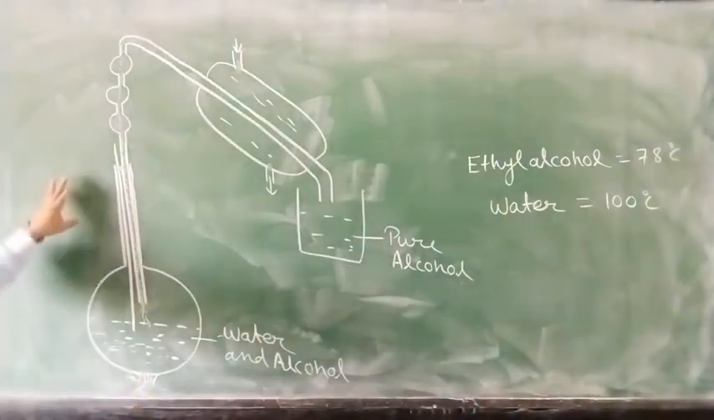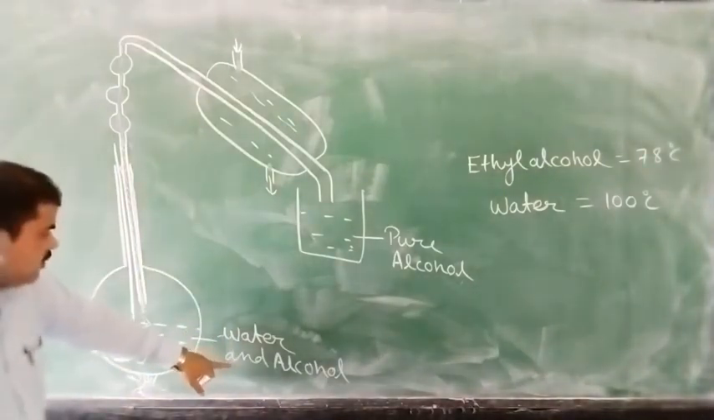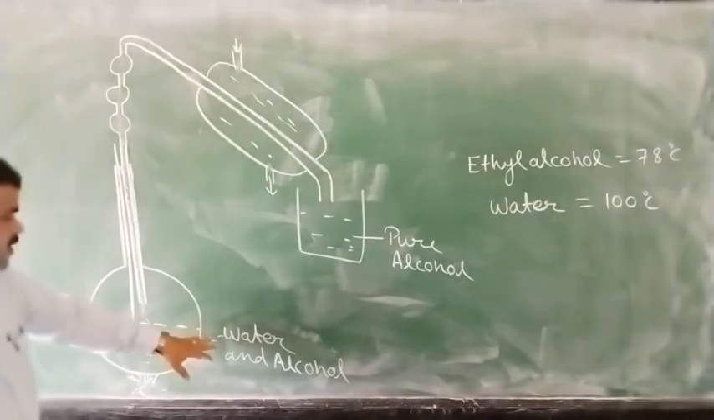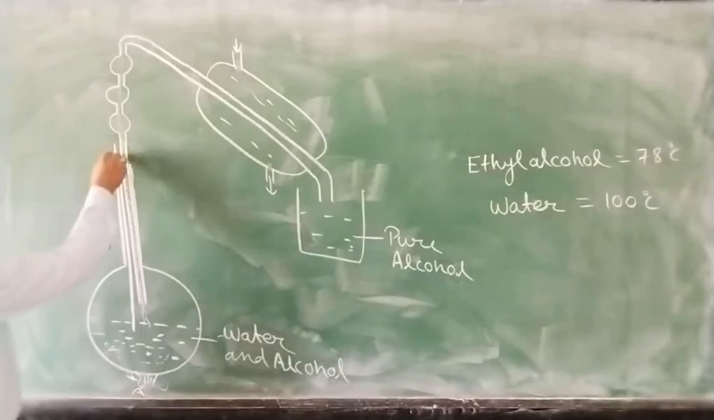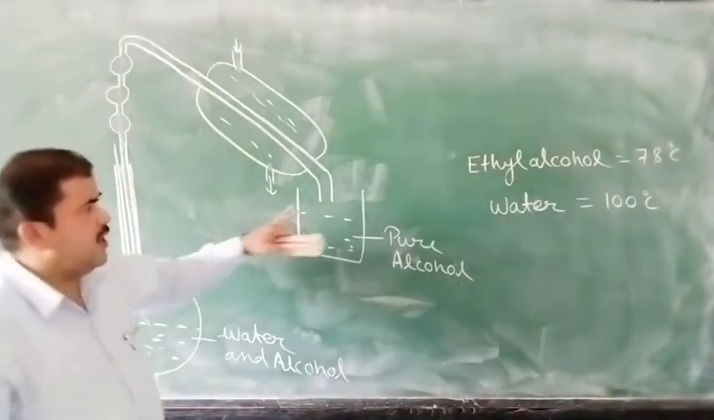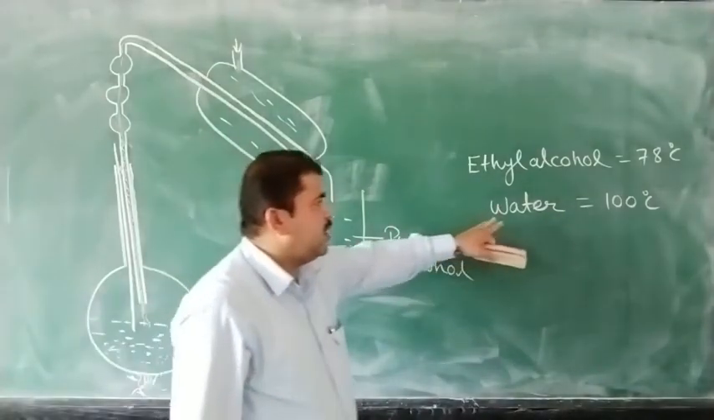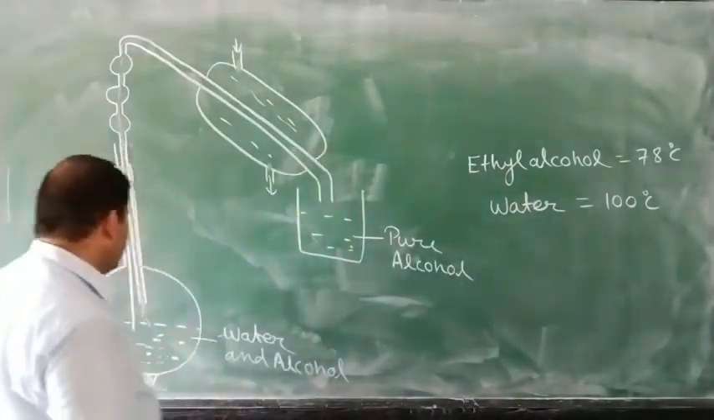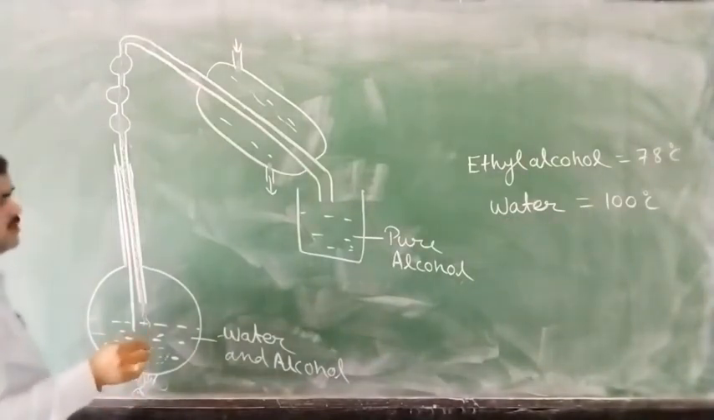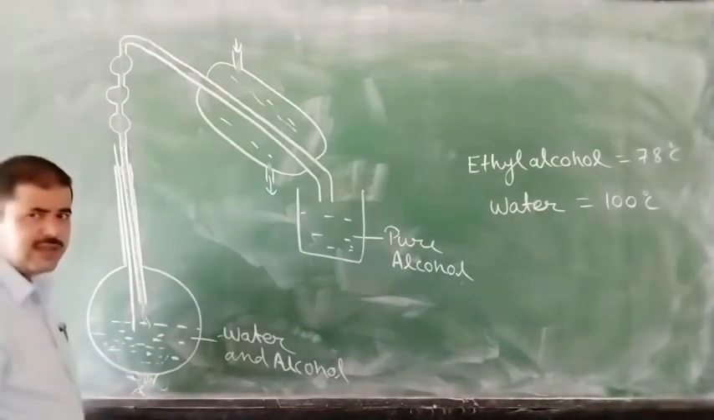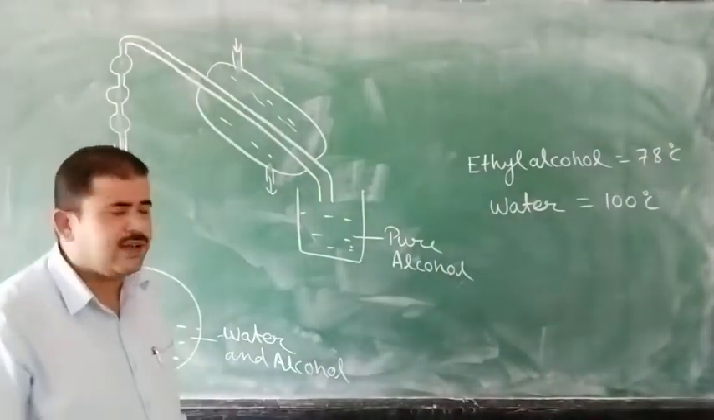So here by this method, first of all we have taken the water and alcohol mixture. These are miscible liquids. These mix with each other, and by heating, one thermometer is given. Ethyl alcohol boiling point we know is 78 degrees Celsius, water boiling point 100 degrees Celsius. If we heat up to 78 degrees Celsius, a little bit more we will take, meaning 80 or 81 degrees Celsius.